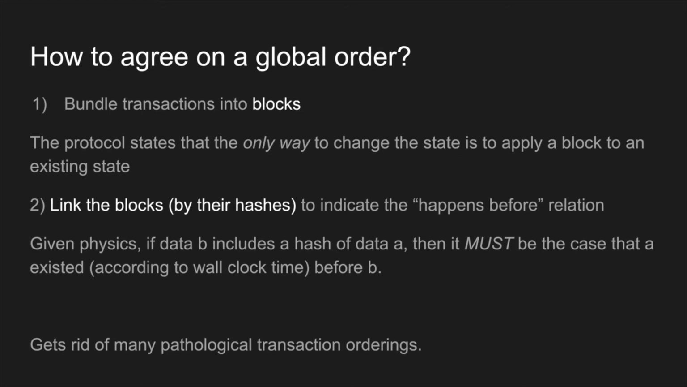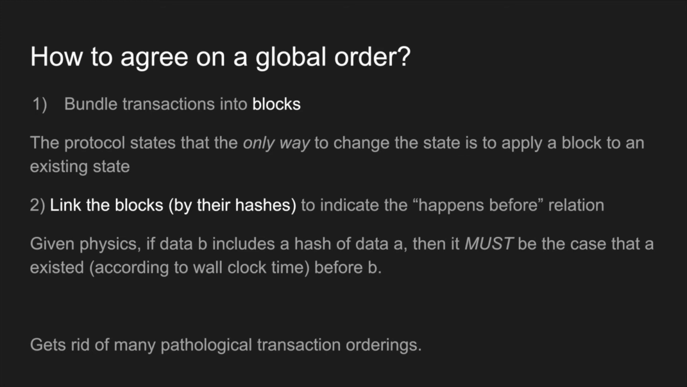Then we're going to go another step further. We're going to link the blocks by their hashes. So we take the entire block data, actually the block header, but that's a detail. You take the block data, run it through a hash function, and get back a unique hash for that block. Then we say that the next block has to contain the hash of the previous block, like a reverse pointer.